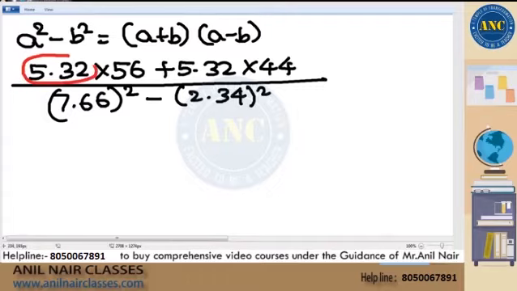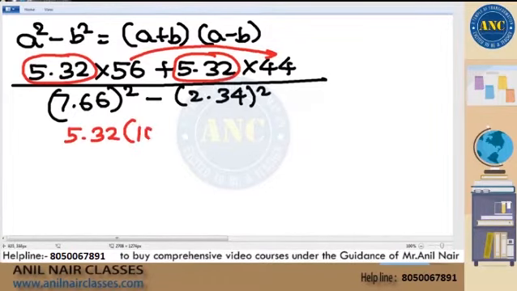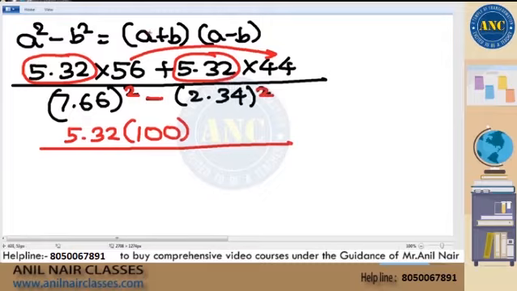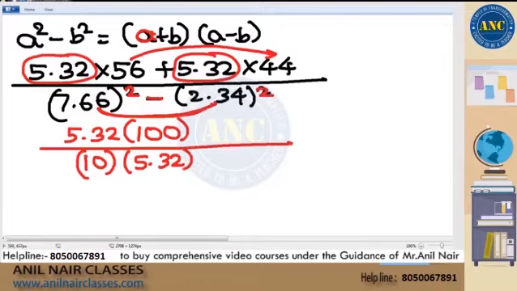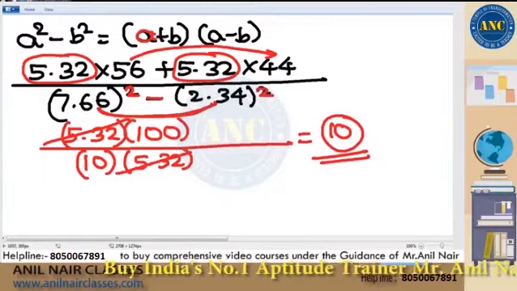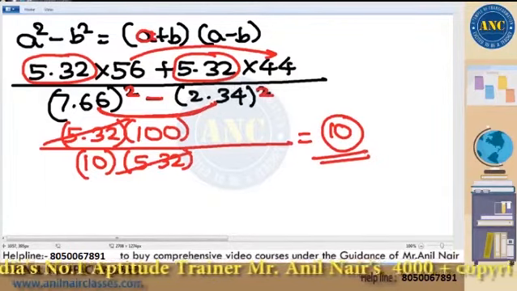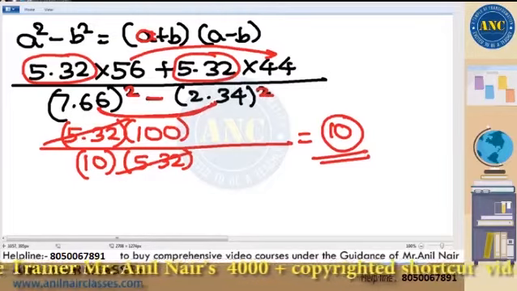If I take this 5.32 common factor in both these terms, you are left with 56 plus 44. 56 plus 44 is 100. So 5.32 into 100. A square minus b square is a plus b into a minus b. A plus b is 7.66 plus 2.34, which is nothing but 10. A minus b is 7.66 minus 2.34, which is nothing but 5.32. 5.32 will cancel with 5.32. 100 divided by 10 is 10. Answer for this question is 10.